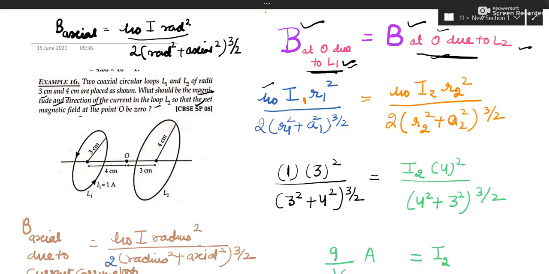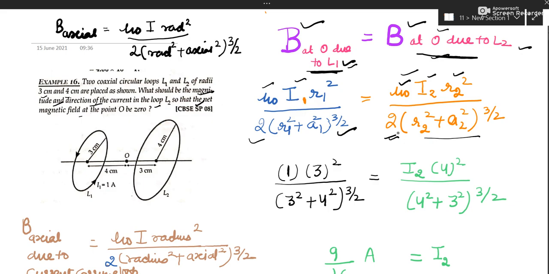Similarly here, mu naught, current I2, R2 square, and 2, similarly to the power 3 by 2. Mu naught will be cancelled. Now let us substitute the values, and 2 will be cancelled from both sides.